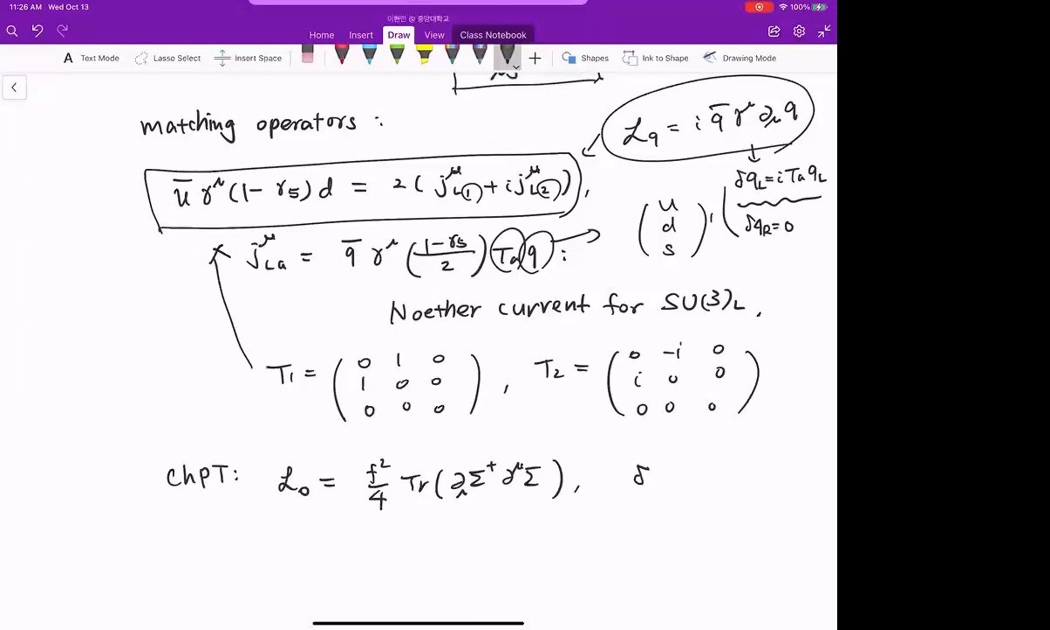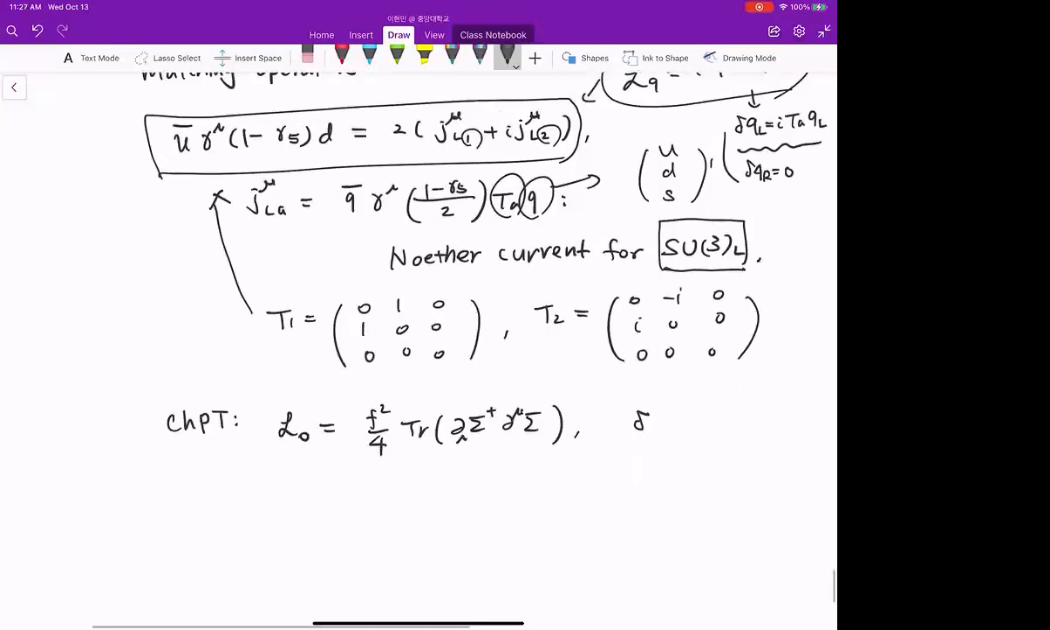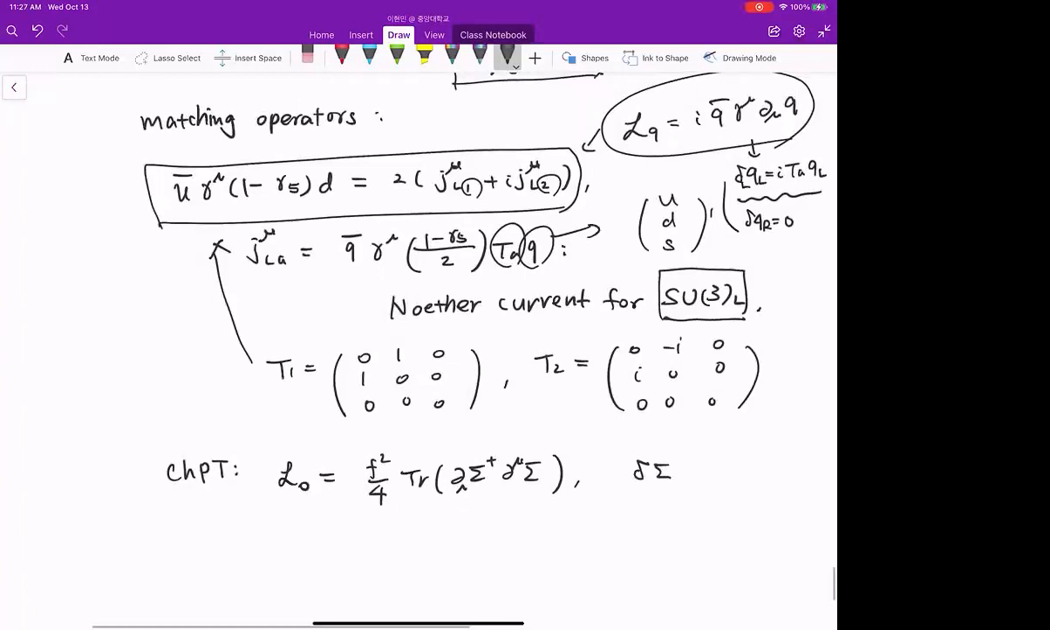Okay, so this is the transformation under SU(3)_L. Then you apply Noether's theorem to get the Noether current. Similarly, with the L transformation, the meson field also transforms in this way, and you can apply Noether's theorem to get the Noether current.